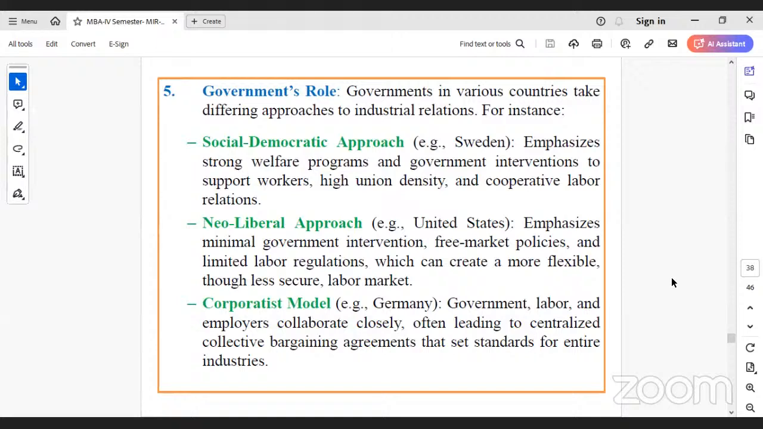We'll go to the neoliberal approach, for example, the United States. It emphasizes minimal government intervention, free market policies, and limited labor regulation, which can create a more flexible but less secure labor market. This liberal market is found in American countries, and the corporatist model is found in Germany, where government, labor, and employers collaborate closely, often leading to centralized collective bargaining agreements that set standards for entire industries. So in the German corporatist model, employers, labor, and the government collaborate very closely.